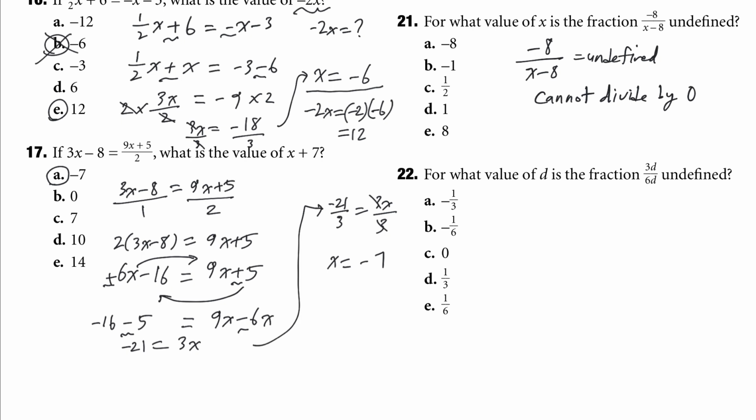So what would make this denominator go to 0? Well, if the value of x is 8, then 8 minus 8 gives you 0. So that's going to be undefined. So your answer is E, 8.